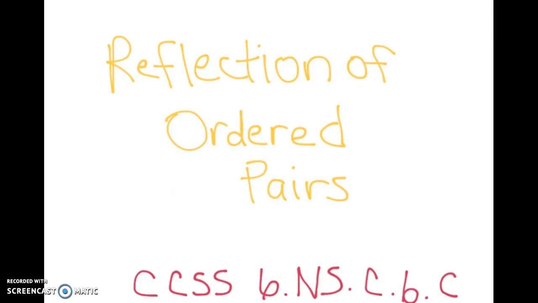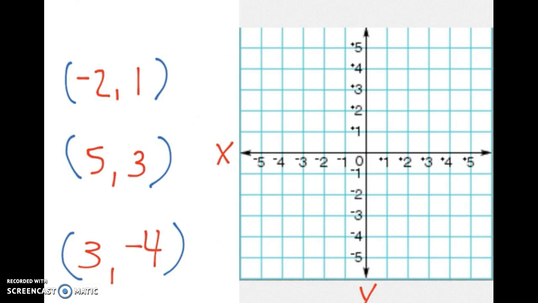In this video, we are going to be talking about the reflection of ordered pairs. First, let's review how to graph an ordered pair. Let's do the first one. The first one says -2, 1.